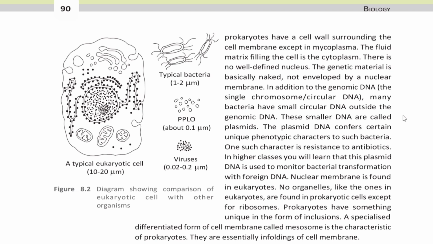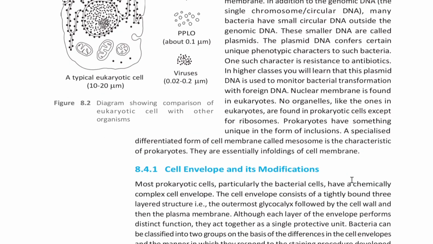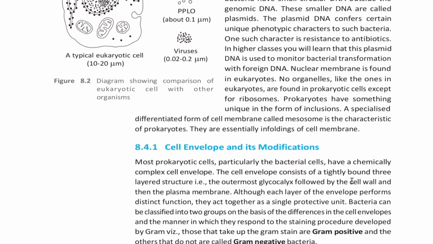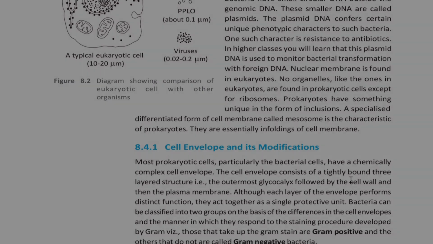Nuclear membrane is found in eukaryotes. No organelles like the ones in eukaryotes are found in prokaryotic cells except for ribosomes. Prokaryotes have something unique in the form of inclusions. A specialized differentiated form of cell membrane called a mesosome is the characteristic of prokaryotes. They are essentially infoldings of cell membrane.